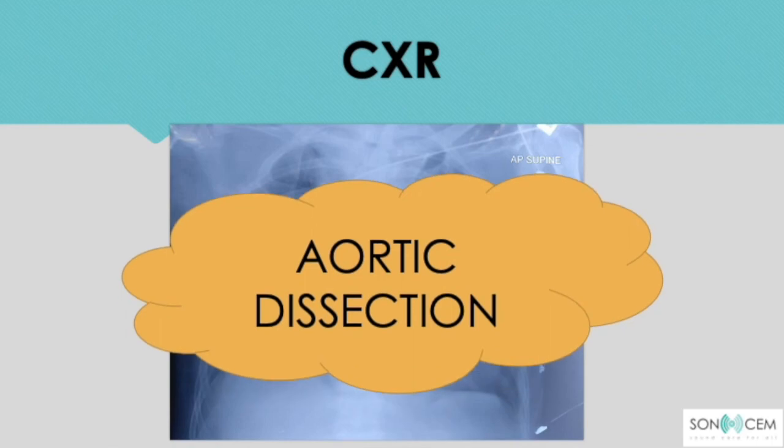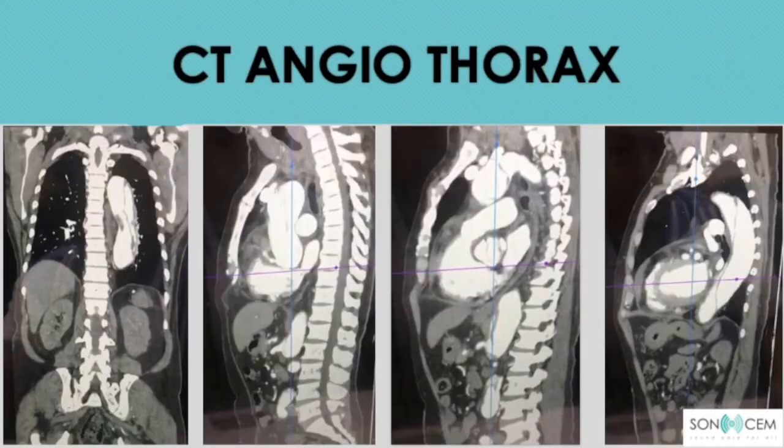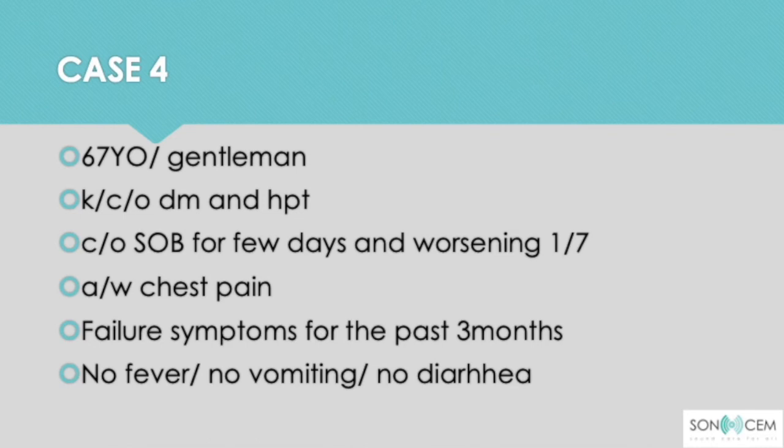Then we plan for CT angiothorax. As you can see, this is the real patient. Okay, this is my patient. The CT angiothorax turned out to be a dissecting thoracic aneurysm. Actually, it is dissecting from up to below. It's Stanford A. Okay. Case 4.